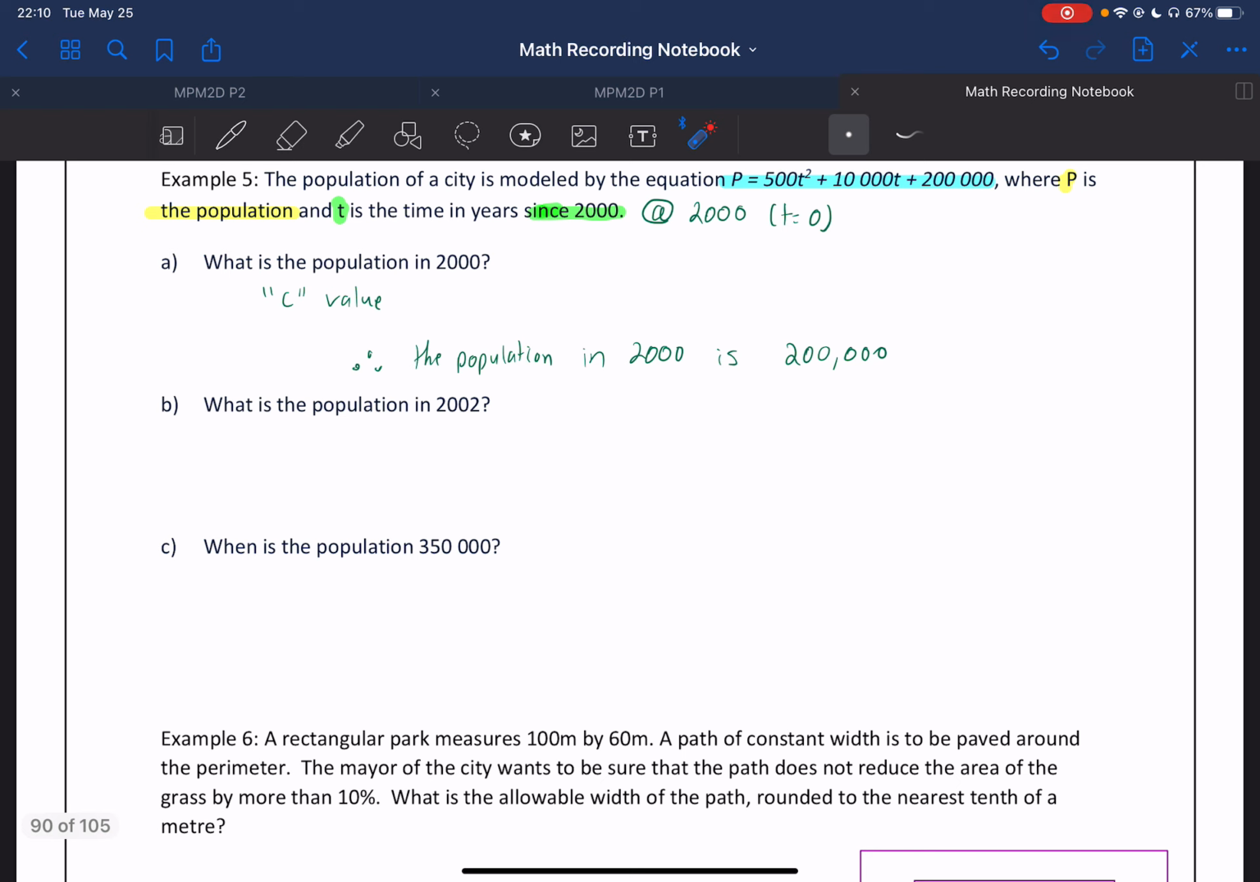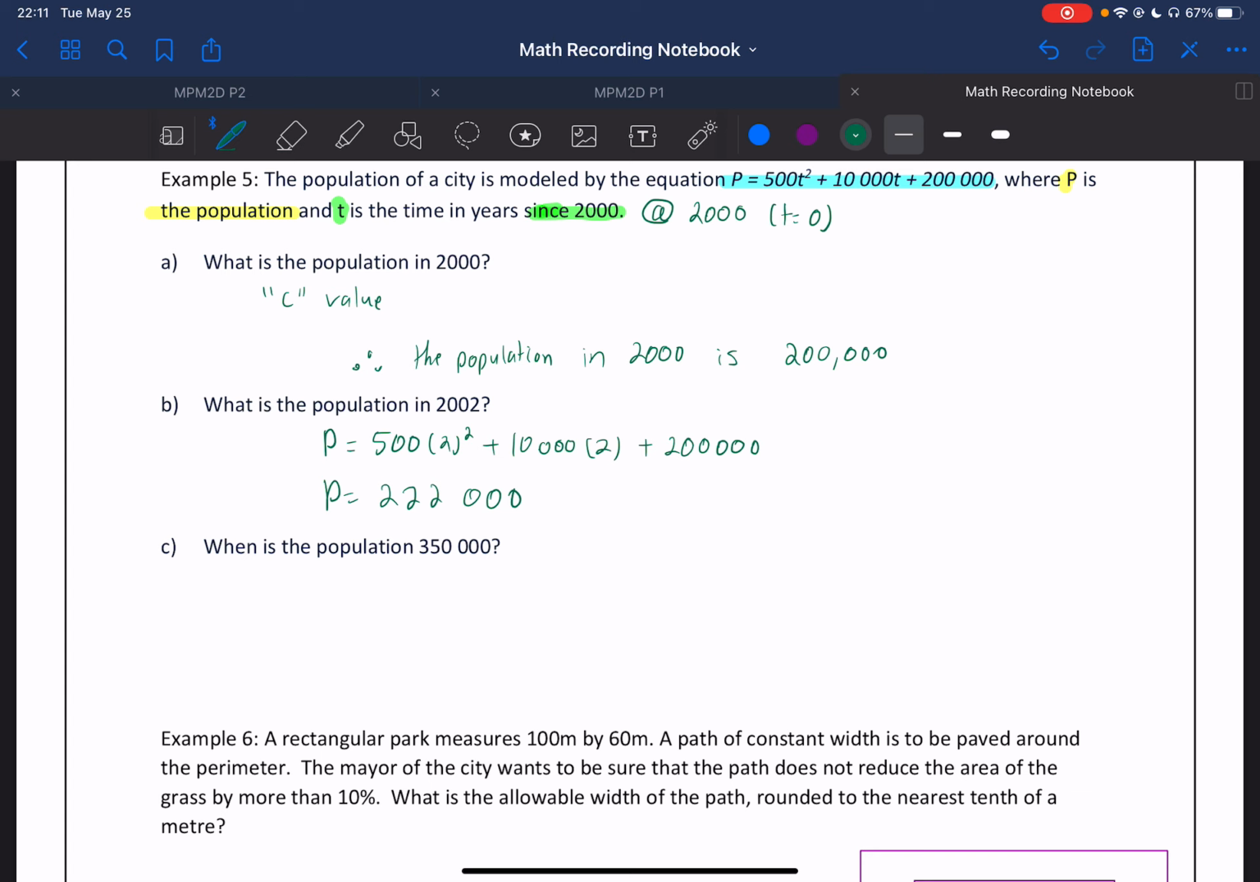Next question is, what is the population in 2002? So since 2000, if we're looking at 2000 and we're going to 2002, there's been 2 years. So what we're going to do with this one is we're just going to simply sub 2 into the equation where t is. So we get 500 bracket 2 squared plus 10,000 times by 2 plus 200,000. That's going to give us a population of 222,000. Okay.